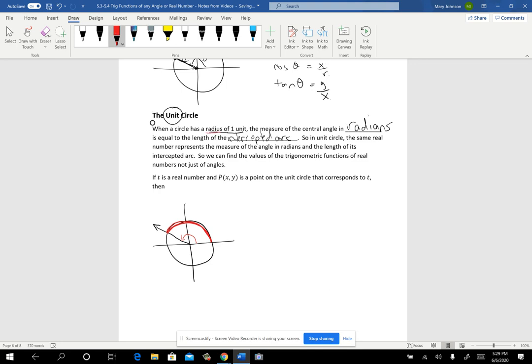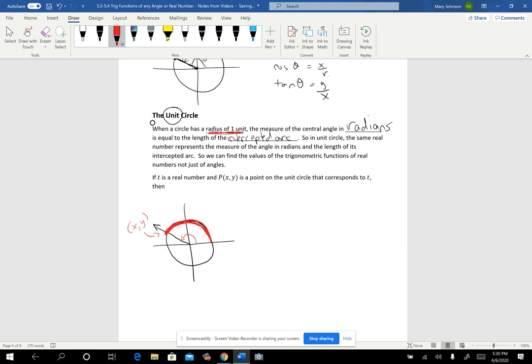And then if you're dealing with a unit circle, then the measure of the central angle and the measure of the intercepted arc are exactly the same, okay? The length of the intercepted arc and the measure of the angle in radians is the same exact thing. So when we're thinking about that point right there, which has coordinates x, y, we're going to think about how that point is at the end of this intercepted arc. So it's like the length of that arc that we're going to be doing the sine, cosine, or tangent for.